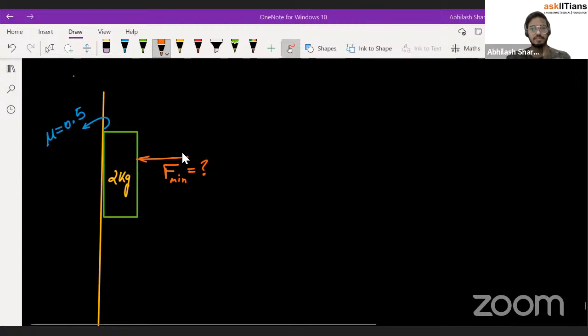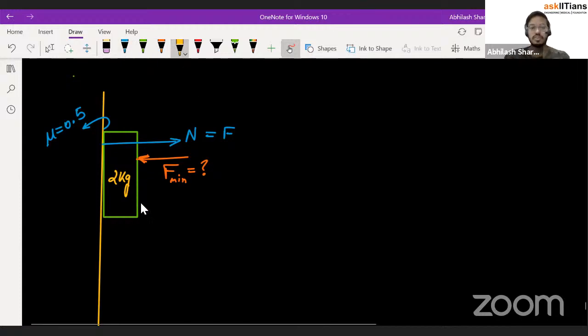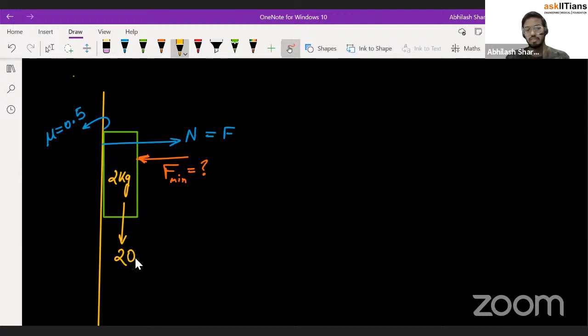So see guys, first of all, think about what will be the normal reaction. You press the wall with a force F. So what will be the normal reaction by the wall? Same force F only. Your action is of force F. So the wall responds with a reaction of force F only, isn't it? So that's the normal reaction, your force. And if the book is not falling, why is it not falling? It is having its own weight acting on it, m into g. Mass is 2, gravity is 10, so that's 20 newtons of its weight acting on it.